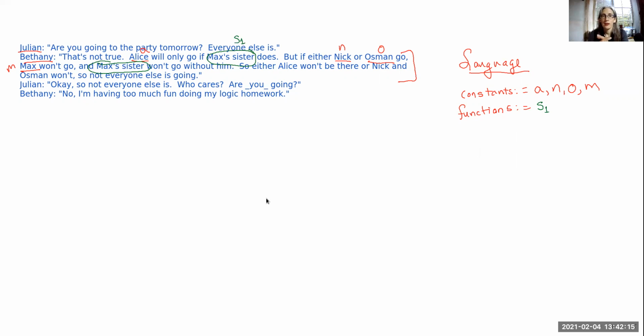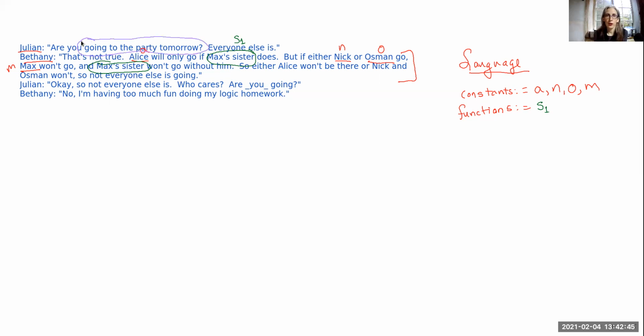Next, we want to identify any properties of individual objects or relations between objects. In this particular case, there's really only one kind of characteristic that we are interested in, and it is whether the person is going to the party tomorrow or not. So there's going to the party tomorrow.